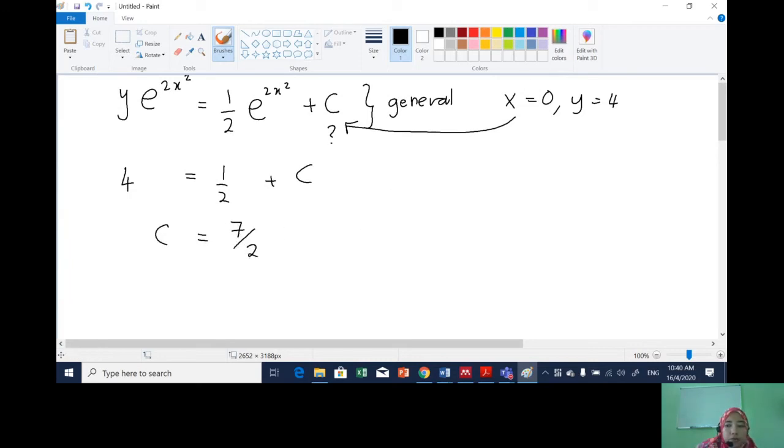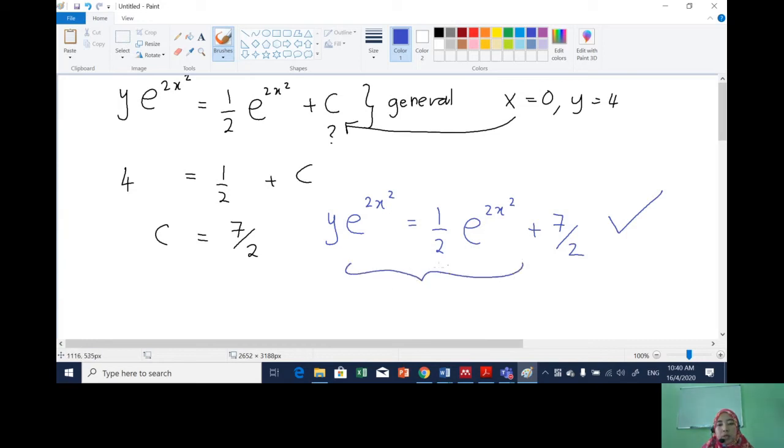Okay, so finally, don't forget to write down the final answer in terms of the particular solution. So we have y = half e^(2x²) + 7 over 2. Okay, there's no issue if you want to transform or modify e power 2x² to the right hand side also, you can change it or you can just leave it in this form. Okay, so this is called the particular solution.